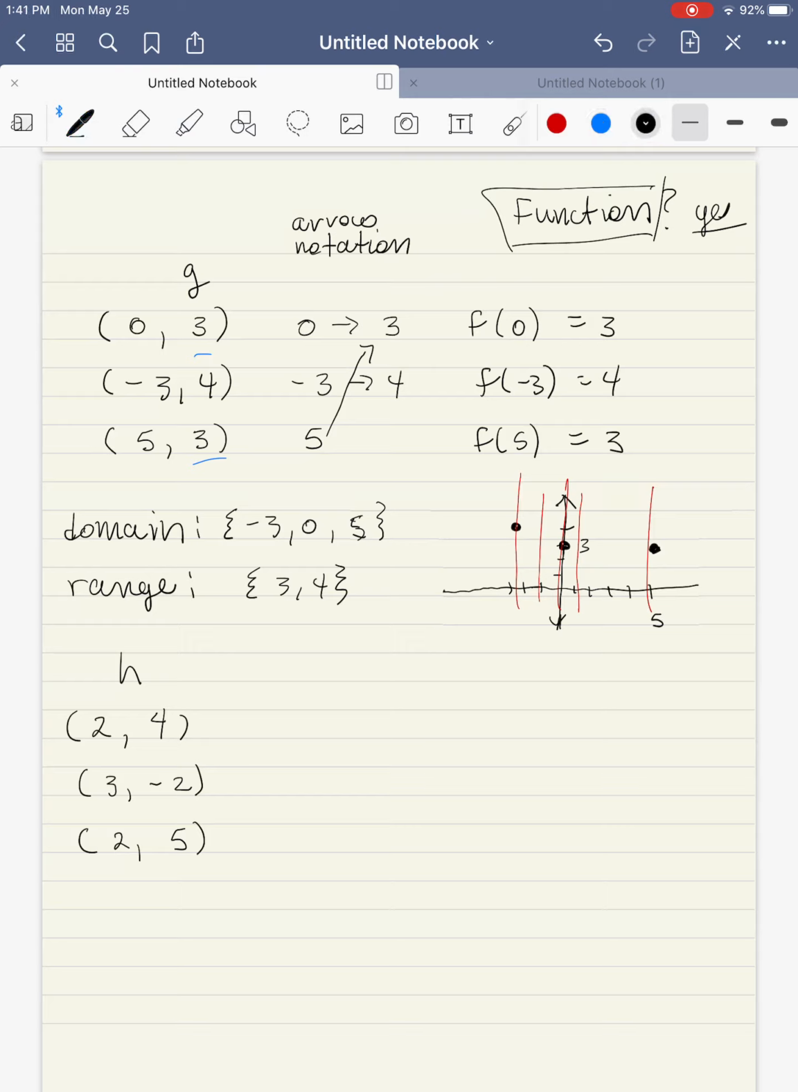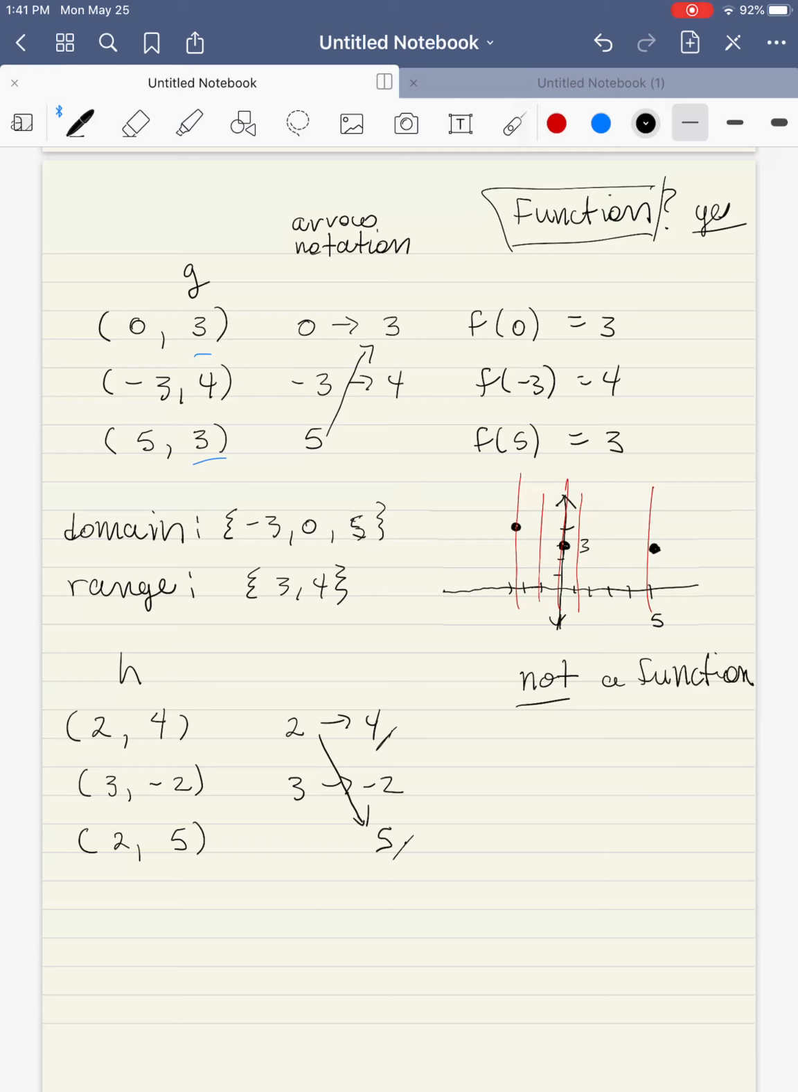Let's look back at my relation h. If I do my arrow notation, 2 maps to 4, 3 maps to -2, and then here I have 2 mapping to 5. So I see this number 2 maps to a different y. So I have one value of x, 2, mapping to 2 different values of y. That means that this is not a function.